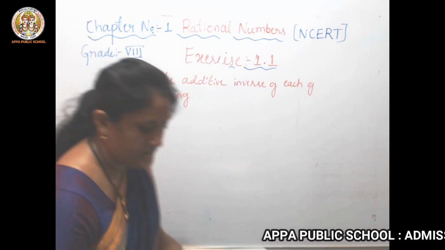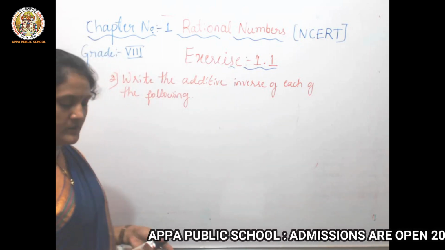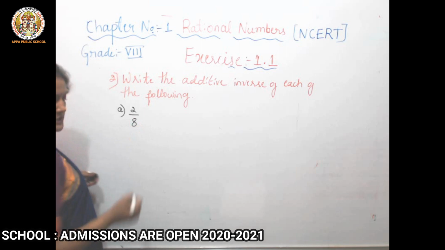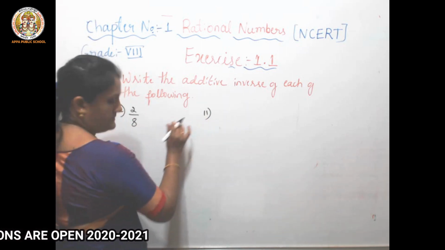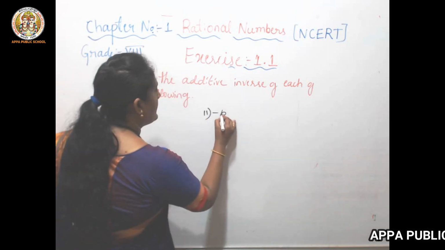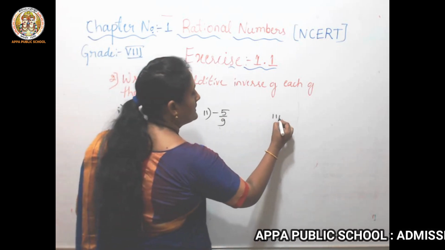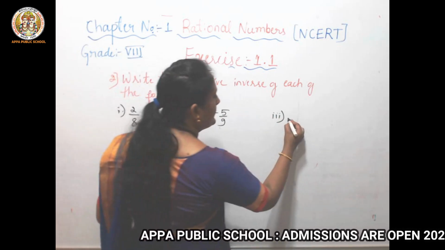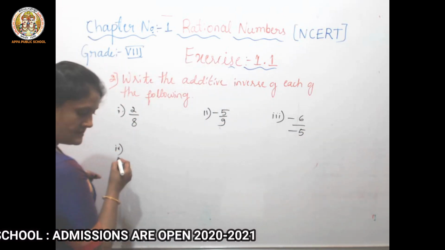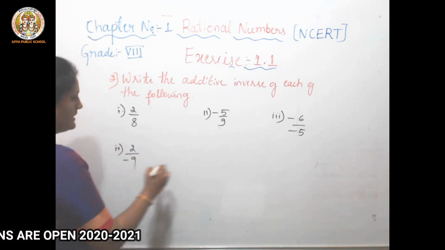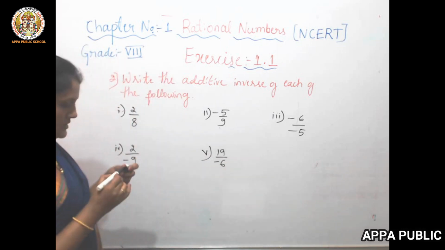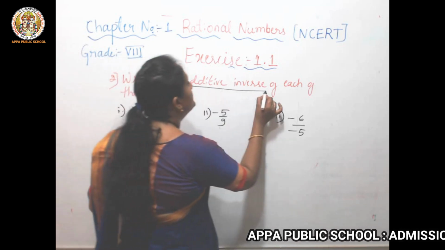So first question. See here we have 5 questions. First I will write all the questions. The first is 2 by 8. The second is minus 5 by 9. The third one is minus 6 by minus 5. Similarly, the fourth one is 2 by minus 9, and the fifth one is 19 by minus 6. What is the question? Write the additive inverse.